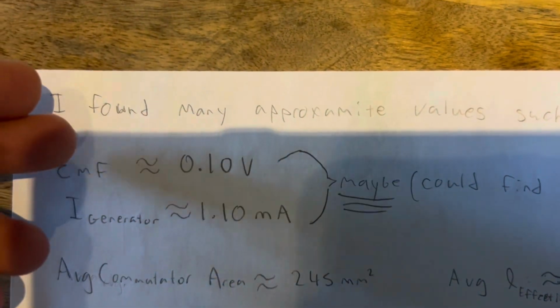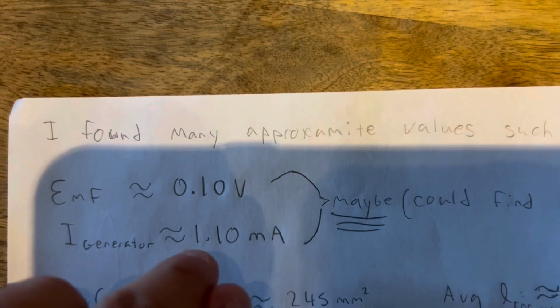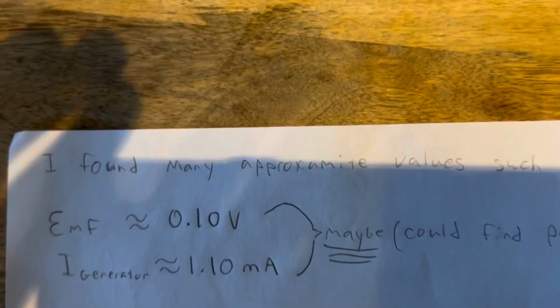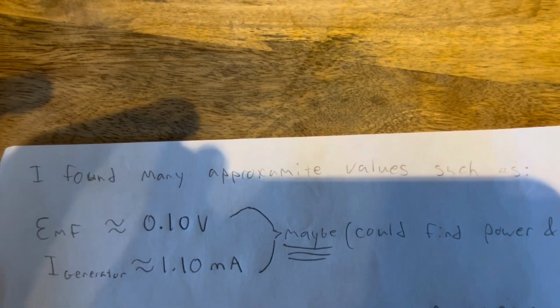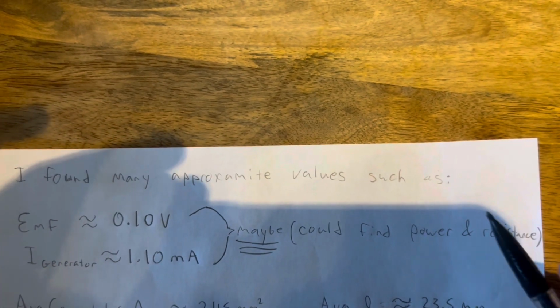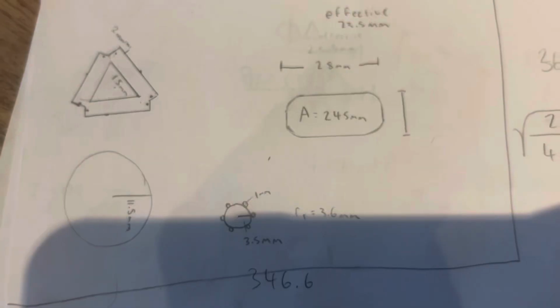So I found many approximate values, such as these ones. As you can see, this is my EMF that I measured from my generator, which was 0.10 volts, and the current from the generator, which is 1.1 milliamps. Maybe. Now, I wish I had a better scale, because I don't actually know if I was reading them right, and I definitely wish I either learned how to read them or got a scale that I could read. With these values, I could find the power and the resistance with my generator.